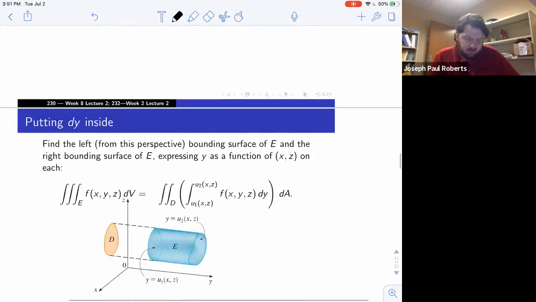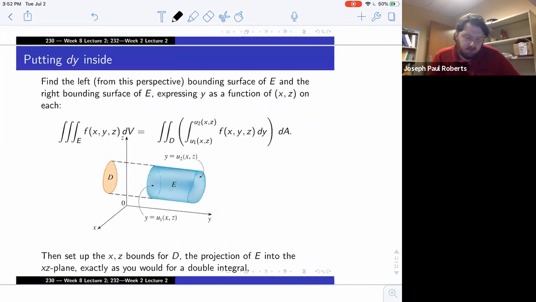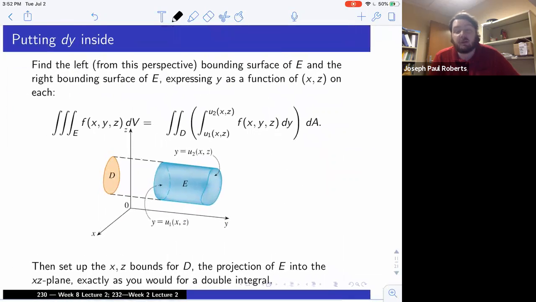So what do we got next? Okay, and so again, what's so special about dz inside or dx inside? Nothing. Sometimes you might want to put y on the inside. So it's the same exact picture. You have your left surface and your right surface given as y in terms of x and z. And then you have your shadow in the xz plane for your double integral bounds.